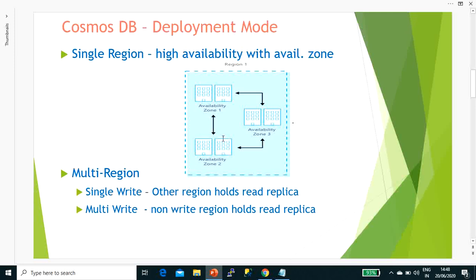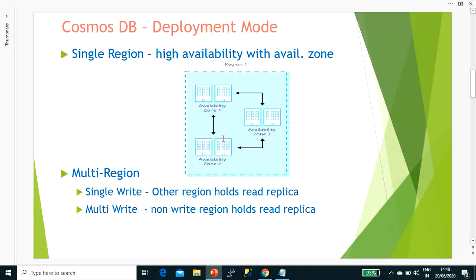So that is about the single region deployment. In the case of multi-region deployment, there are two further options. In the multi-region deployment, you can have a single write. That means your application will be writing to only one region, and the rest of the regions will hold the replica. Or you can have multiple regions: out of a certain set of regions, you choose 2 to 3 regions to have both read and write capability, but the rest of the regions will hold only the read replica.